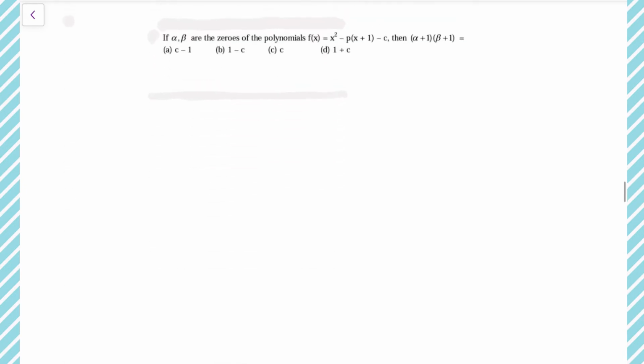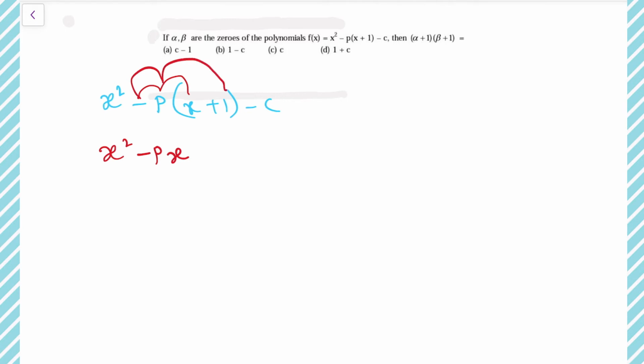Next, if alpha, beta are the zeros of the polynomial x square minus p of x plus 1 minus c, then what is the value of alpha plus 1 into beta plus 1? First of all, let us take the given polynomial, x square minus p into x plus 1 minus c, and simplify it. X square minus p into x is minus px, then minus p into plus 1 is minus p, minus c. Now the x square coefficient is 1, the x coefficient is minus p, and the rest comes under constant.